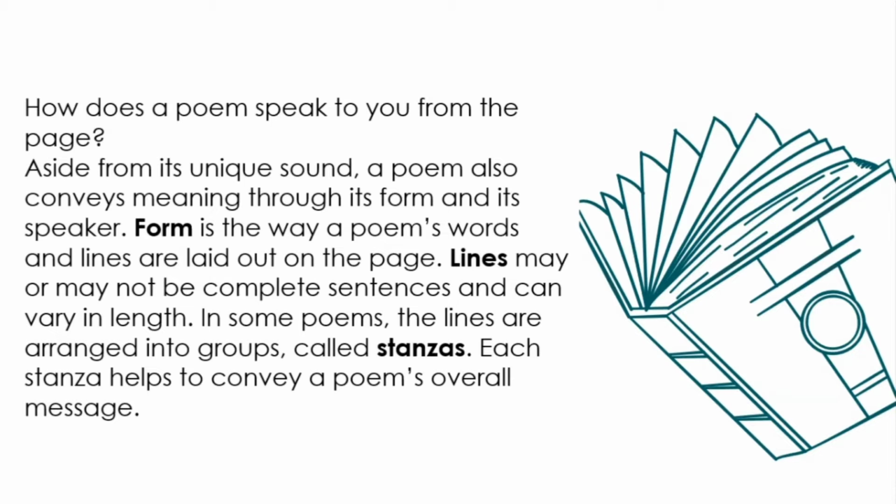Form is the way a poem's words and lines are laid out on the page. Lines may or may not be complete sentences and can vary in length. In some poems, the lines are arranged into groups called stanzas. Each stanza helps to convey a poem's overall message.